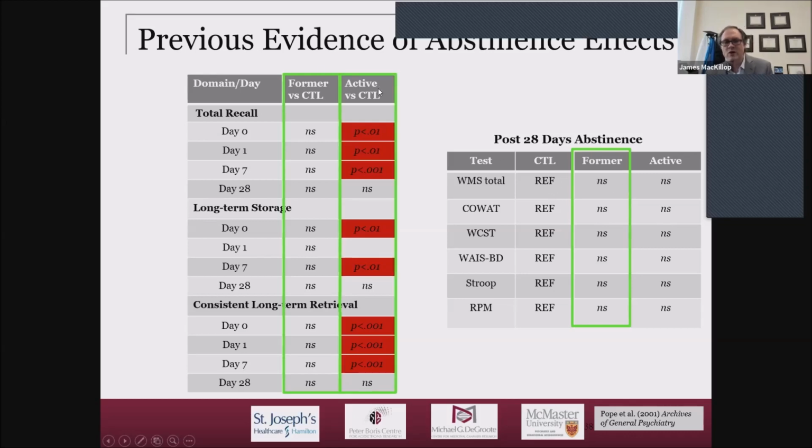On the other hand, if we go to the active cannabis users versus controls, you can see at baseline, at day 0, they show significant decrements at day 1, at day 7, 0 and 7 here, 0, 1, and 7 here. But by day 28, those decrements have gone away, which is good news. A month of abstinence basically reverses these cognitive consequences. And the same is true over here. Using these very intensive cognitive tests, after a month of abstinence, there's no difference between the active cannabis users and the controls or former cannabis users. So it seems that abstinence is a critical factor in terms of neurocognitive performance.